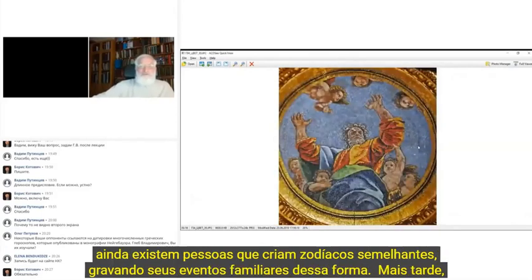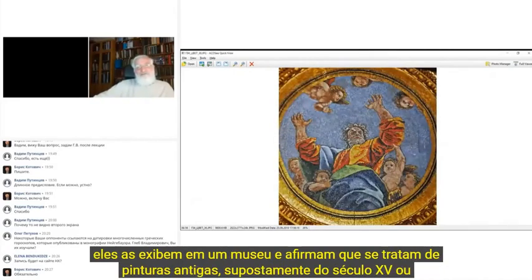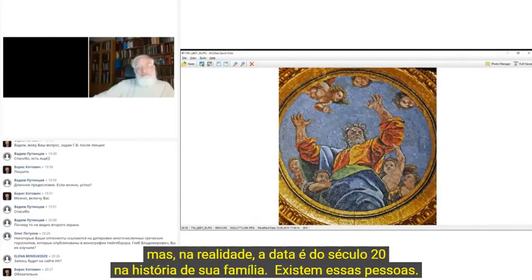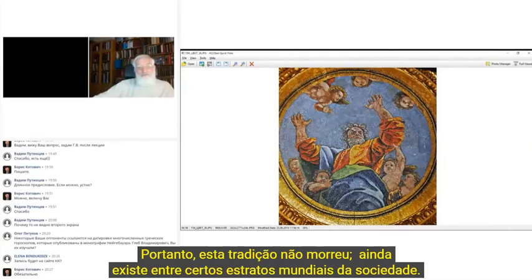Actually, there are still people who create similar zodiacs, recording their family events in this way. Later, they display it in a museum and claim that these are ancient paintings, supposedly from the 15th or 16th century. Apparently, it brings them pleasure when everyone thinks these are ancient paintings, but in reality, the date is from the 20th century in their family history. There are such people. So, this tradition has not died. It still exists among certain strata of society.